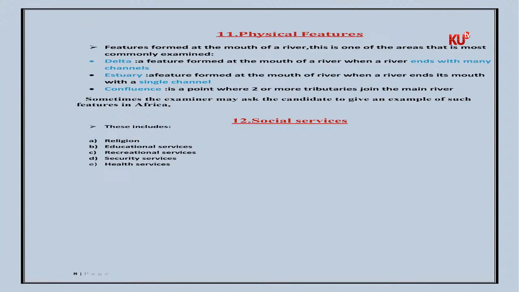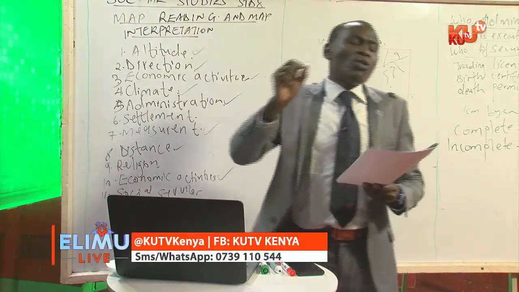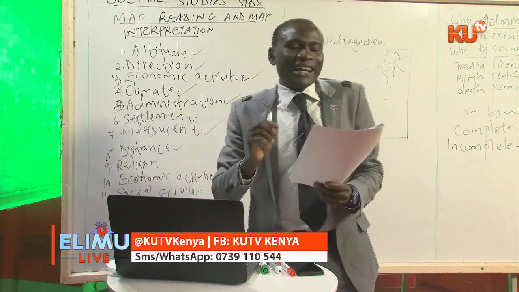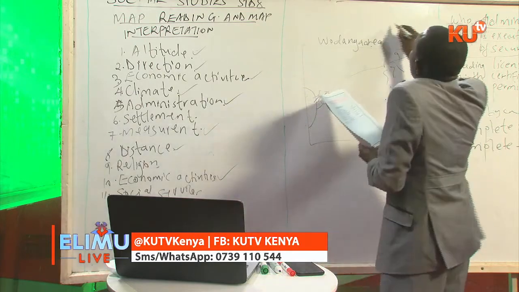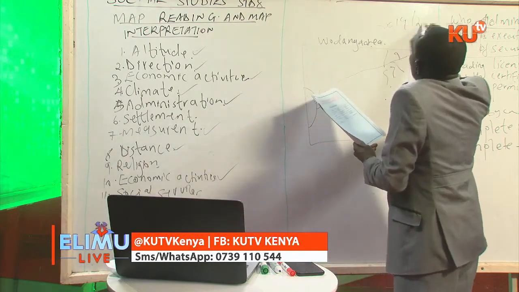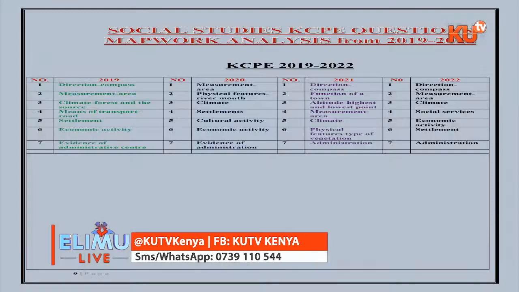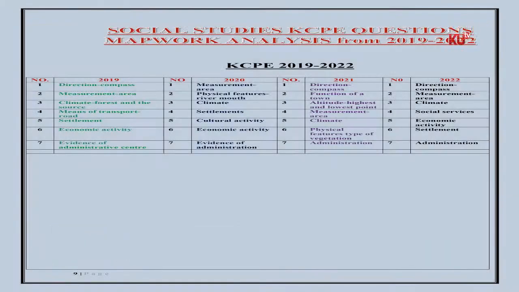Learners, as we come to conclusion, we want to look at how KCPE has been setting these questions on map work. Let us look at map work analysis, starting with 2019 to 2022. If you observe keenly on your screen, you will find direction, measurement, climate, means of transport, settlement, economic activities, and evidence of administrative center. It came in 2019, and we have already covered them here.